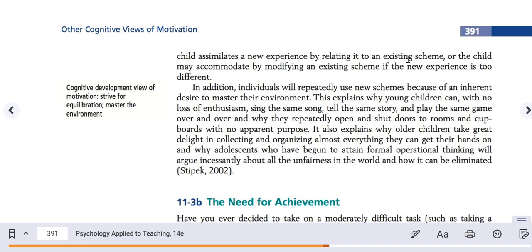This explains why young children can, with no loss of enthusiasm, sing the same song, tell the same story, and play the same game over and over, and why they repeatedly open and shut doors to rooms and cupboards with no apparent purpose. It also explains why older children take great delight in collecting and organizing almost everything they can get their hands on, and why adolescents who have begun to attain formal operational thinking will argue incessantly about all the unfairness in the world and how it can be eliminated.